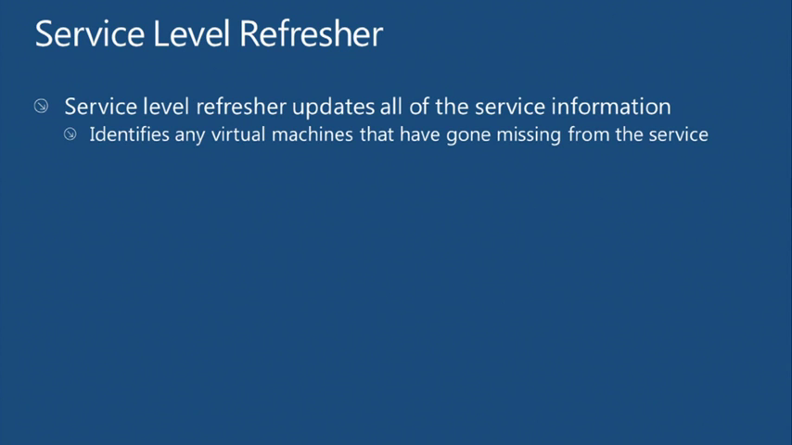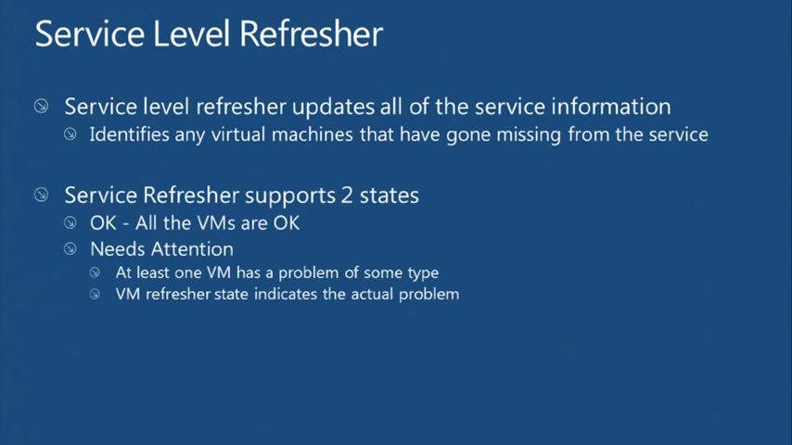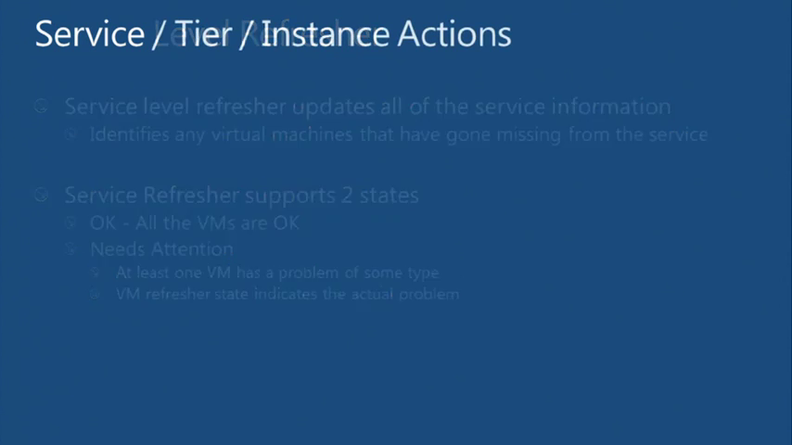And what it'll do is really give you two types of states for a service. One is OK, so all the VMs in that service are in an OK state to us. The other one is needs attention. Needs attention just means at least one of the VMs in that service has a problem. It's either failed, it's not running, it's critical from a Hyper-V perspective, and then you can drill into the service and figure out which VMs and which tiers need some attention.